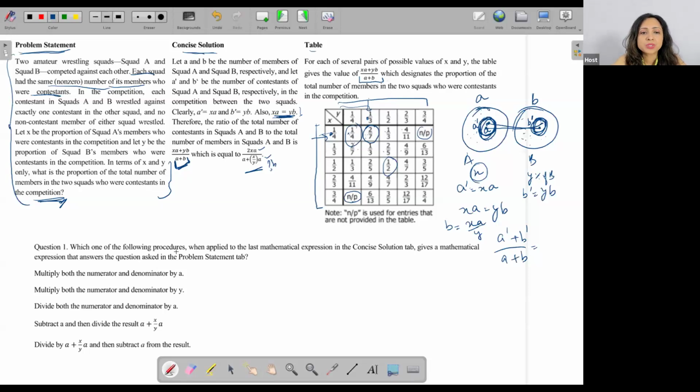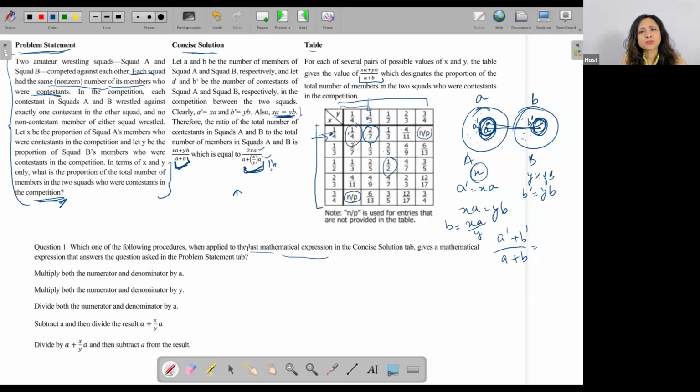Which one of the following procedures, when applied to the last mathematical expression in the concise solution tab? So the concise solution tab is our second one, right? It's right over here. And to the last mathematical expression. So which is our last mathematical expression? It is this one. Gives a mathematical expression that answers the question asked in the problem statement tab.